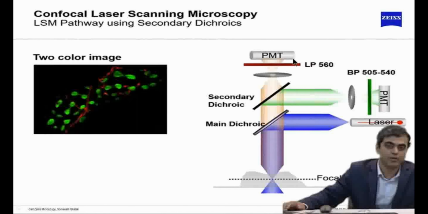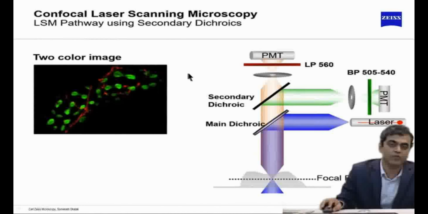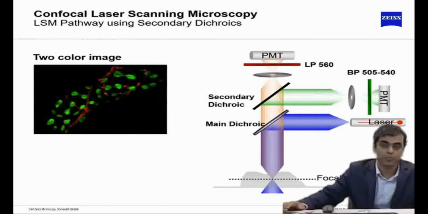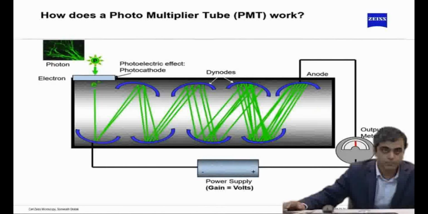But if you have two dyes at the same time, so two color simultaneous imaging, what will happen? We have to put another beam splitter or a secondary dichroic mirror, which will reflect something from 505 to 540. So anything 540 or 550 nanometer and above will be passed straight and collected on the second detector. So simultaneously we can detect using two detectors, and two color simultaneous imaging is possible in this manner.